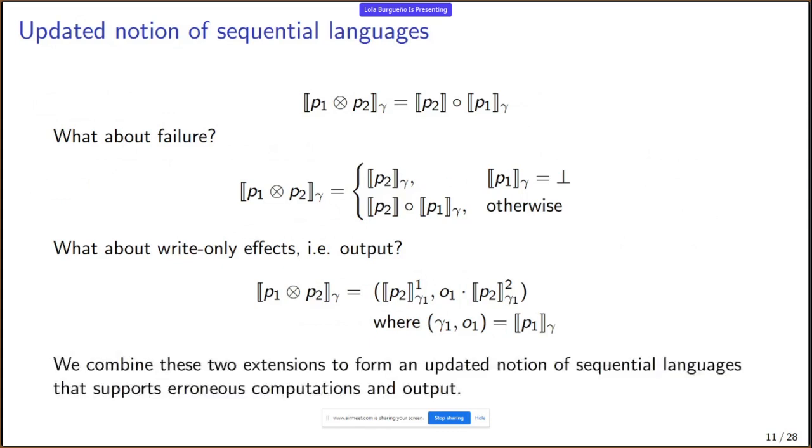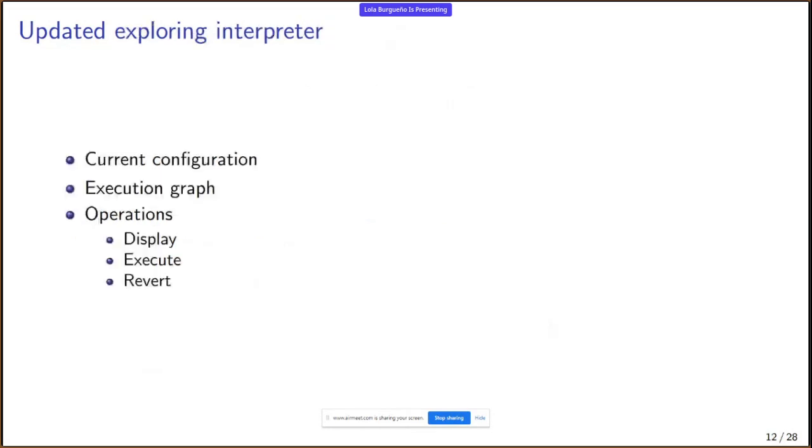And then what we do is we combine these two extensions into an extended form of sequential languages that support both erroneous computation and output. So it might be that you have an erroneous computation, but that still produces output. So that's why we extracted this output component out of the configuration. So even if you have failed computation, you can still show error messages, and they are also available in your exploration tree. We also update the notion of the exploring interpreter.